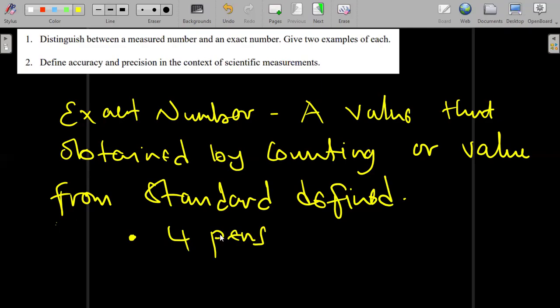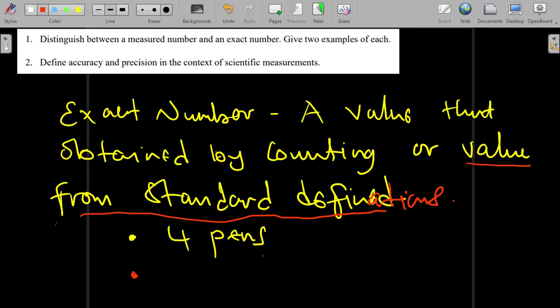Or if I come in your class and count how many you are, that number I'll obtain is an exact number. Another example comes from this second part, where we're saying a value obtained from standard definitions. So a value that is obtained from definitions.